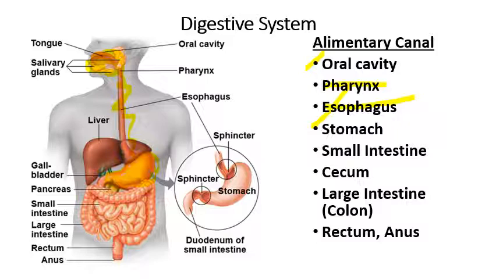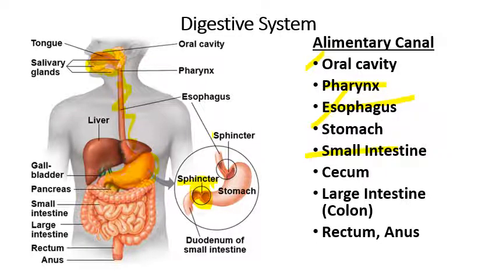Okay, and then the food leaves the stomach and enters the small intestine. We'll talk in more detail about this later, but there's a little ring of muscle tissue that pinches off the bottom of the stomach. And whenever you have a ring of muscle that closes off or pinches off a tube, it's referred to as a sphincter.